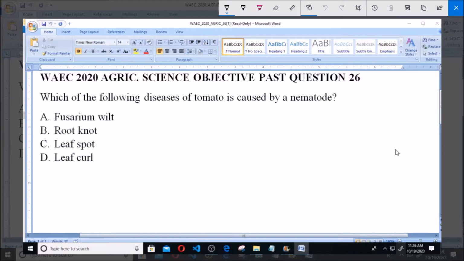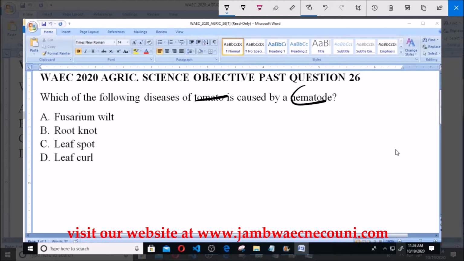Which of the following diseases of tomato is caused by a nematode? A. Fusarium wilt, B. Root knot, C. Leaf spot, D. Leaf curl. So we have 4 diseases of tomato here, and I asked which of them is caused by a nematode. Which one has a nematode as its causal organism?